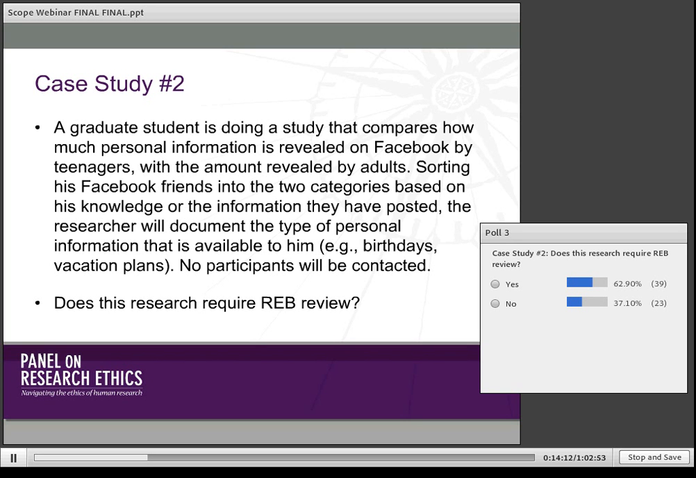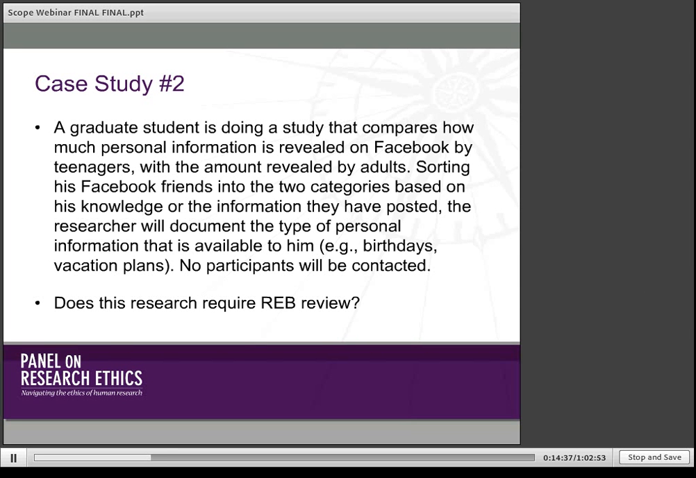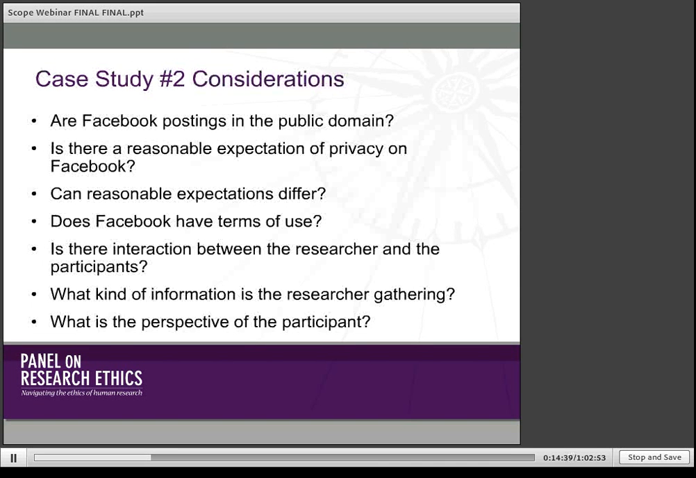Looks like 63% of the people believe that this is research that requires REB review, and almost 40% believe that it does not require REB review. The numbers seem to be growing on the yes side of the story. Okay, I'm going to close this poll now. Thank you for participating. And I'm moving on to the next slide, which is entitled Case Study Number 2, Considerations.